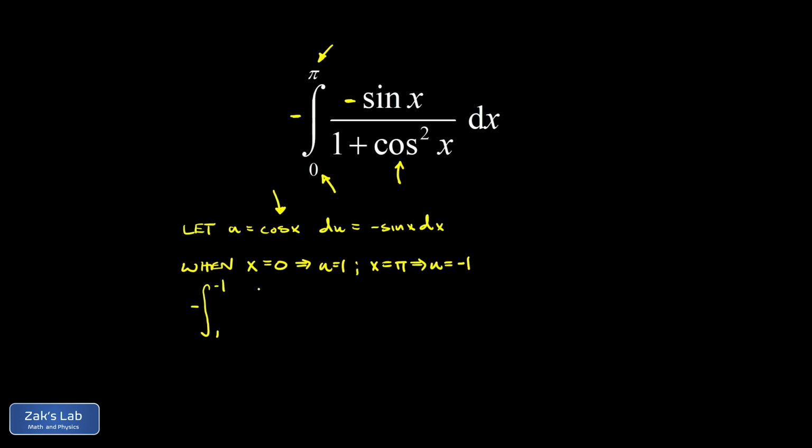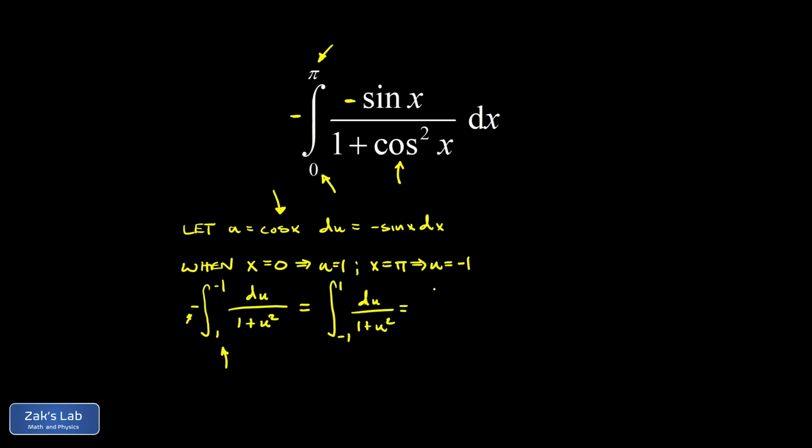Again, that's a backwards integral because our lower limit is a larger number than the upper limit. And this numerator is negative sine x dx. Well, that's just du. And then the denominator is 1 plus u squared. So it's not like the backwards limits of integration cause a significant problem here, but we can change that by applying this minus sign out in front. If you reverse the order of the limits of integration, it produces a minus sign. So we can rewrite this thing as the integral from negative 1 to 1 with no minus sign of du over 1 plus u squared.